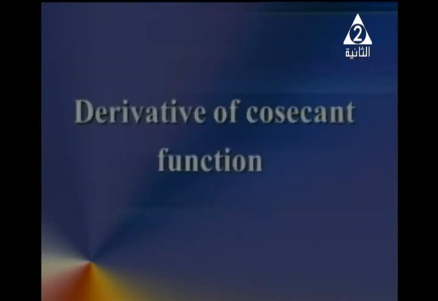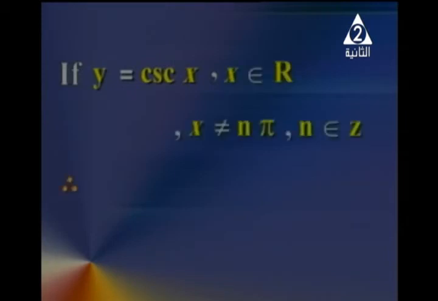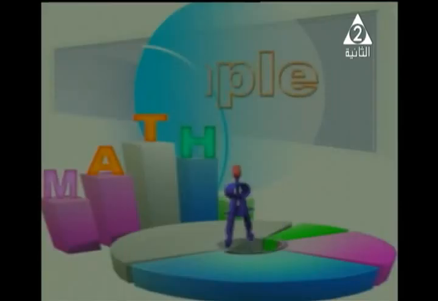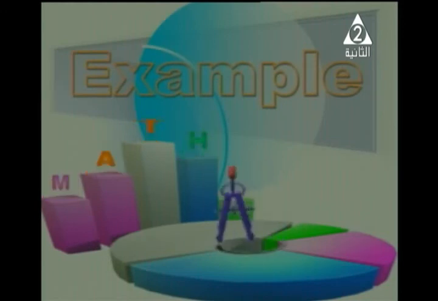Derivative of the cosec function. Remember, dear student, if y equals cosec x and x belongs to R, x not equal to n pi, n belongs to Z, then dy/dx of cosec x equals negative cosec x cot x. Remember, this is a very important rule. Now you move, dear student, to an important example.